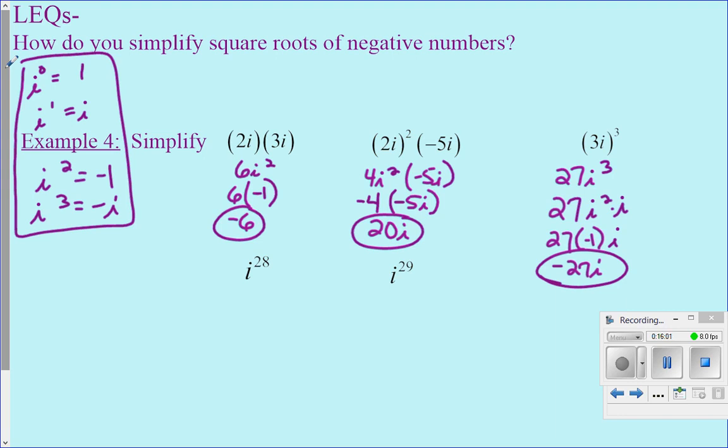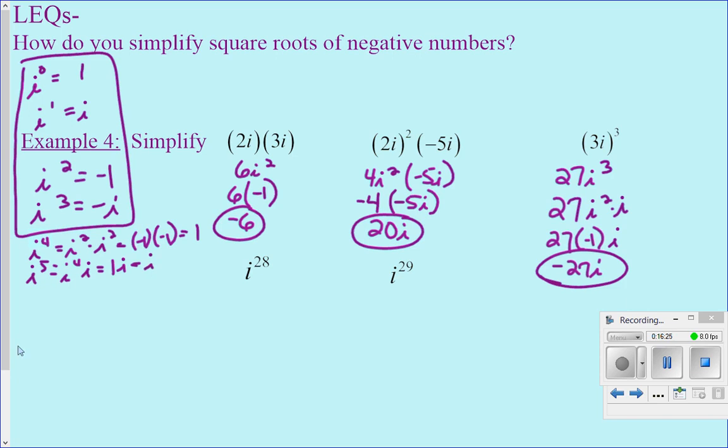And the reason you don't have to know any others is because if I try and do i to the fourth, that's just i squared times i squared. Well, that's negative 1 times negative 1, which is 1. i to the fifth is i to the fourth times i. Well, i to the fourth was 1, and 1 times i is i.